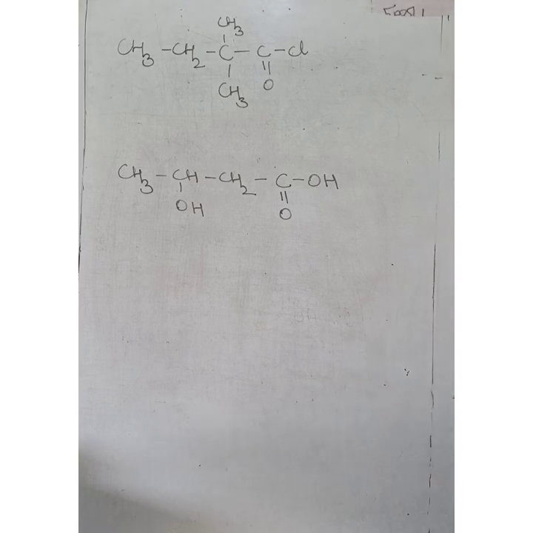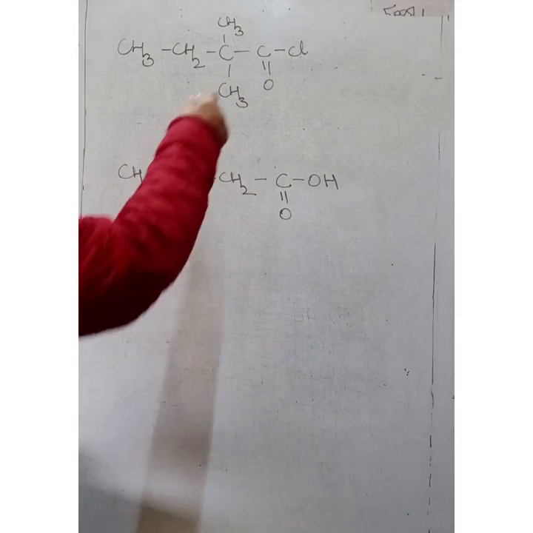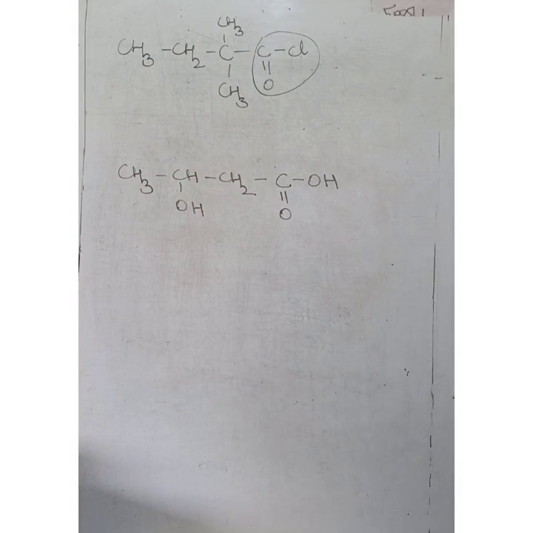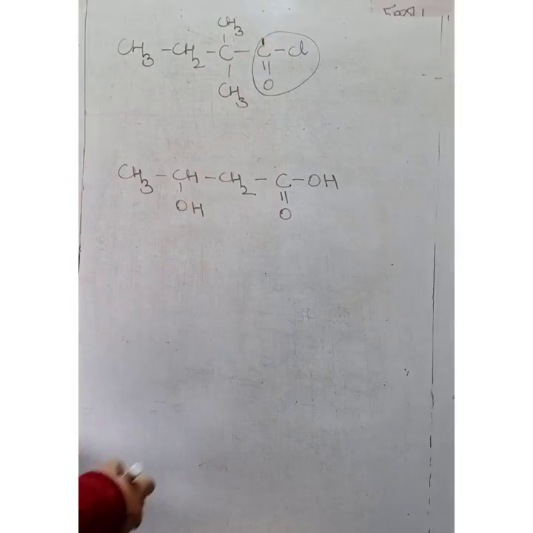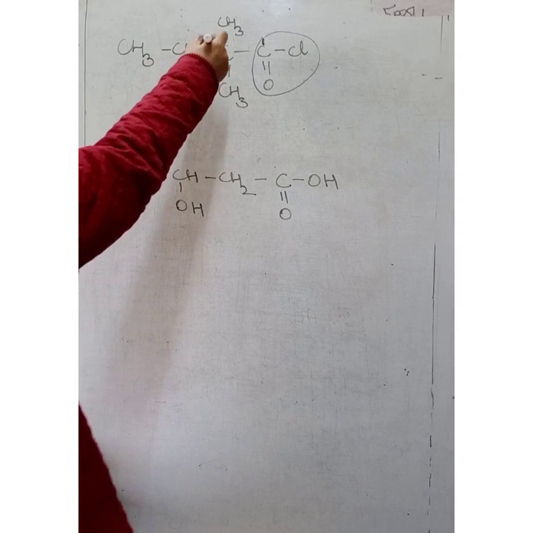In this example, C double bond O Cl, the acyl halide is the functional group present, which is a carbon containing functional group present at the terminal end. So number 1 will go to this. Now, select the longest chain of carbon atoms containing the functional group and give the lowest numbering to the functional group.